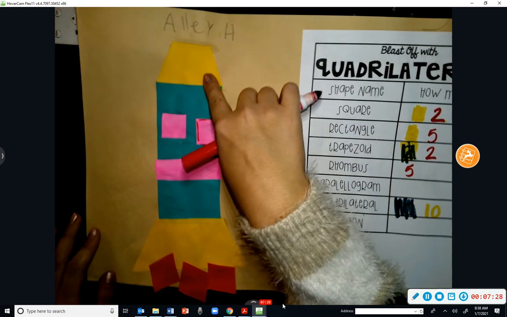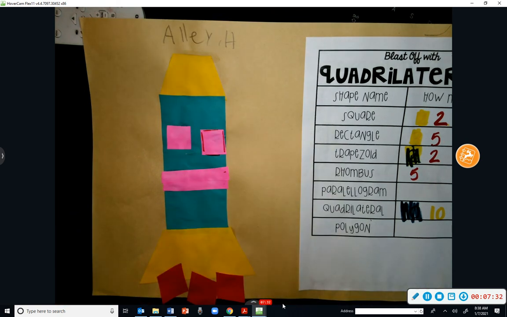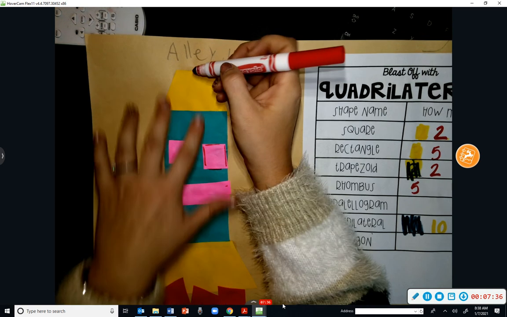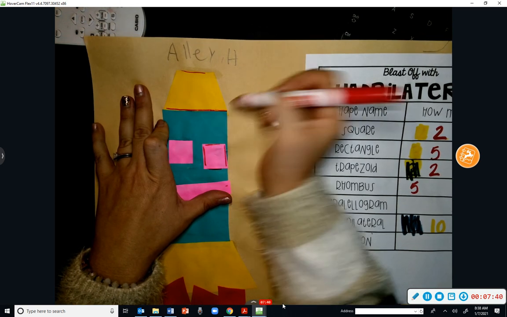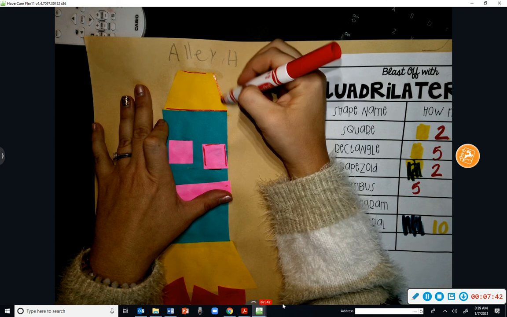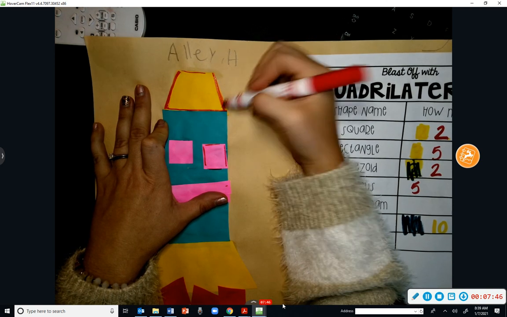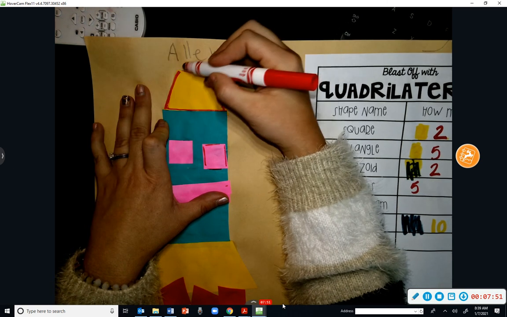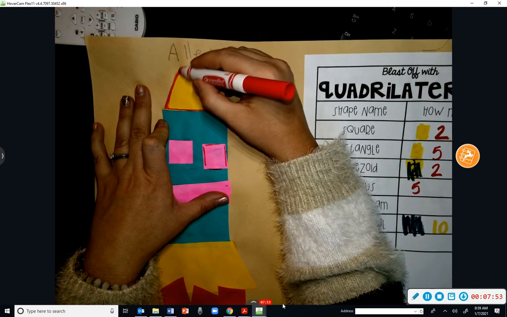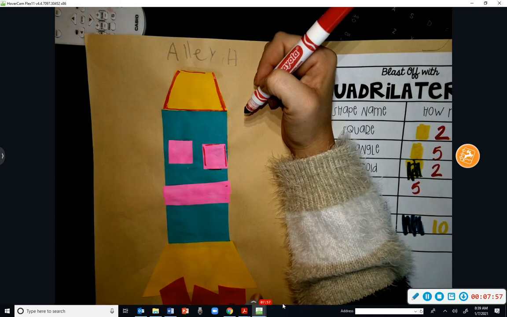Okay, let's start with the trapezoid. Does it have 2 pairs of opposite sides that are parallel to each other? No, it just has 1 pair. The top and the bottom are parallel, right? But what about the right and the left? Are they parallel? No. If you keep on going up, they're gonna cross. Very good. If I extended these up, and I don't want to draw on Allie's paper, they would eventually cross. So that means they're not parallel.